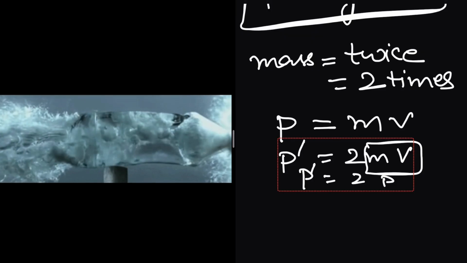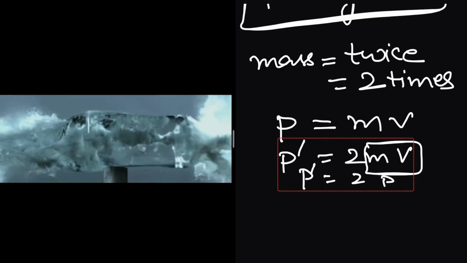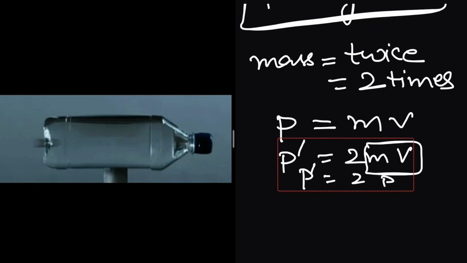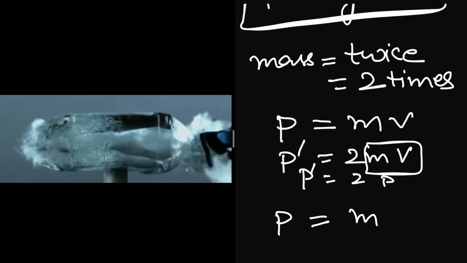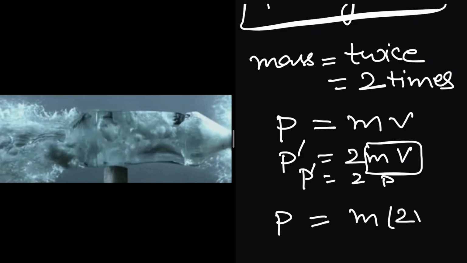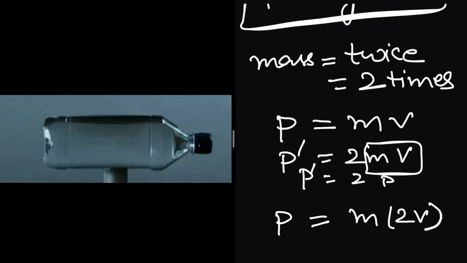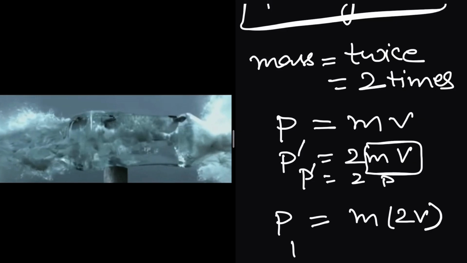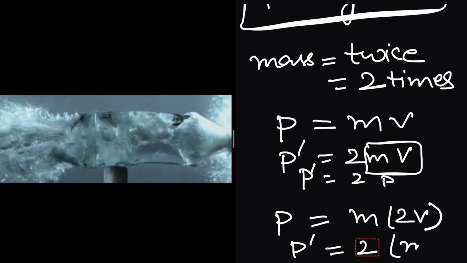Similarly, if the velocity of the body is made twice, what will happen to momentum? Momentum is the product of mass into velocity. If the velocity becomes twice, two times, the momentum will also become twice. Look here, this mv is nothing but the momentum. How many times did it increase?